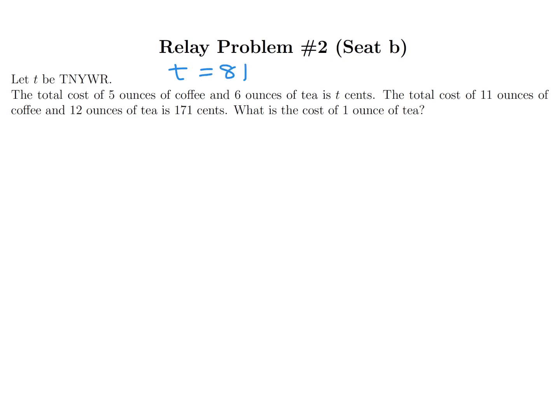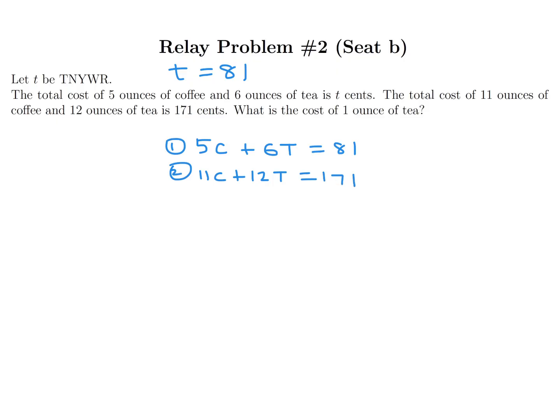Total cost of 5 ounces of coffee, 6 ounces of tea is T cents. The total cost of 11 ounces of coffee and 12 ounces of tea is 171 cents. What is the cost of 1 ounce of tea? Another system of equations: 5c plus 6t is 81, and 11c plus 12t is 171. Okay, call this equation 1, call this equation 2.